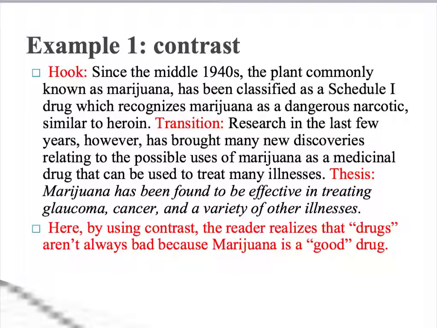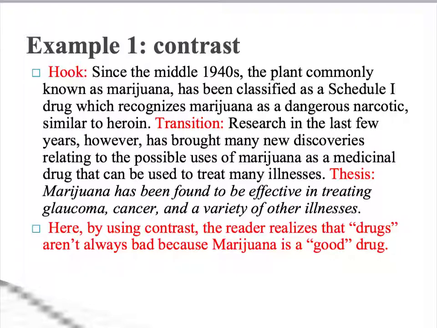Since the middle 1940s, the plant commonly known as marijuana has been classified as a Schedule I drug, which recognizes marijuana as a dangerous narcotic similar to heroin. Research in the last few years, however, has brought many new discoveries relating to the possible uses of marijuana as a medicinal drug that can be used to treat many illnesses.